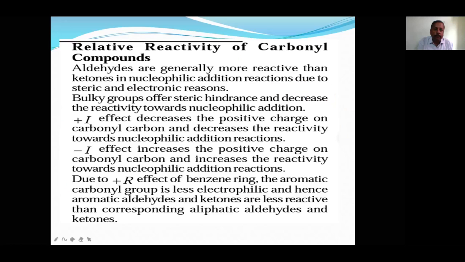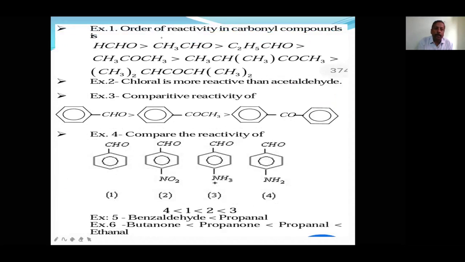Otherwise we will do it afterwards. Example number 1: order of reactivity of the carbonyl compounds. What you have to see is the steric hindrance. The smaller the atom, the less the steric hindrance. See here, this is hydrogen, this is also hydrogen, so highly reactive. Here how many methyl groups? One methyl group, and here one ethyl group. But here this side also ethyl group, this side also ethyl group.